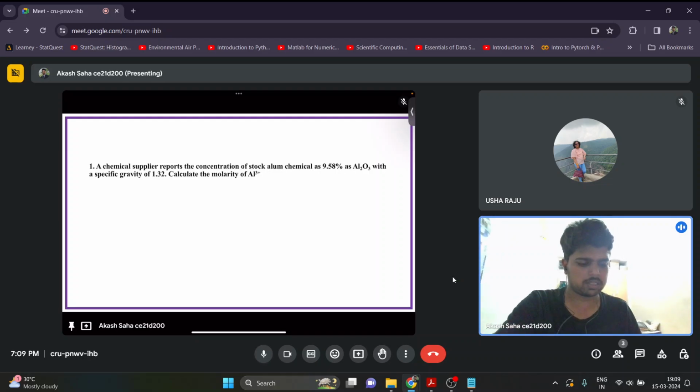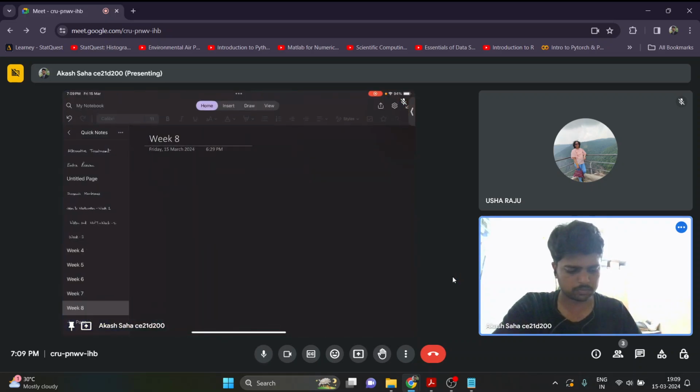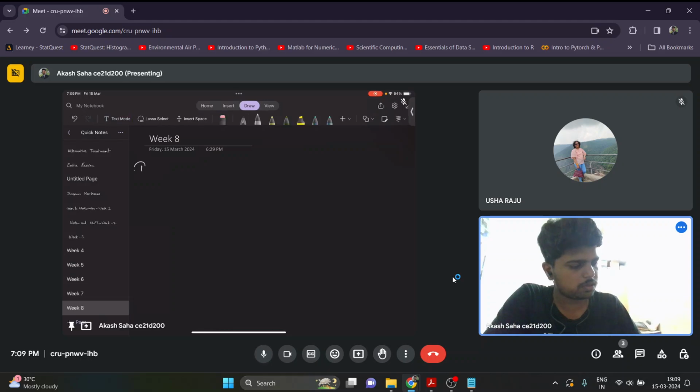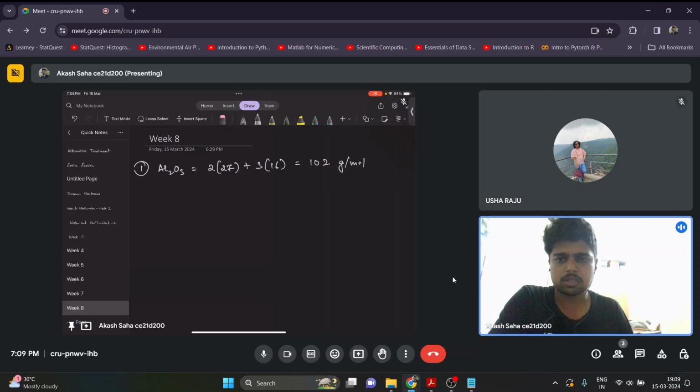Okay, so I think we can look into the solution. I'll solve the problem. Question number 1. The molecular weight of Al2O3 is 2 into 27 plus 3 into 16, so it will be around 102 gram per mole. This is the molecular weight. Specific gravity is given, so we can convert it into the density, 1.32 kg per liter.